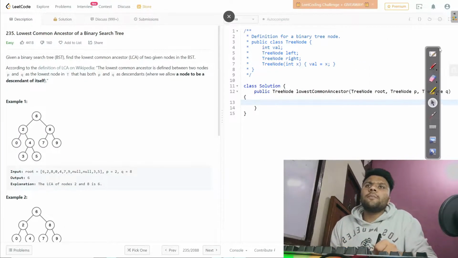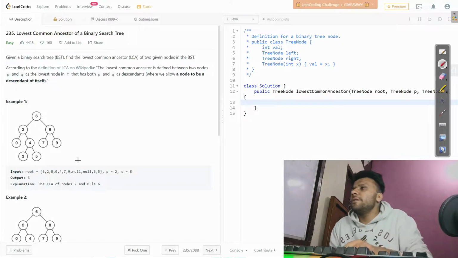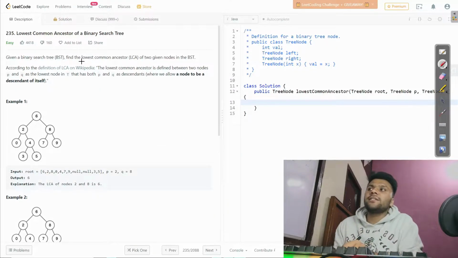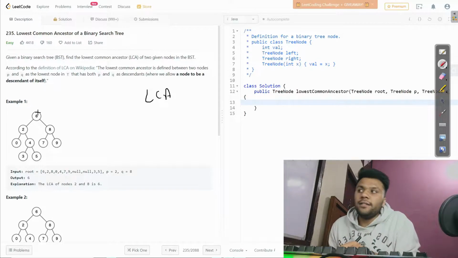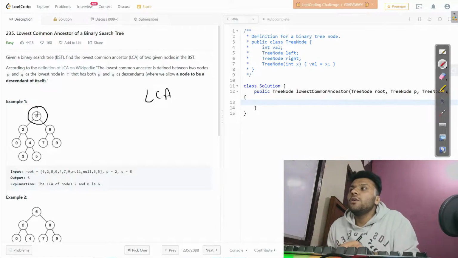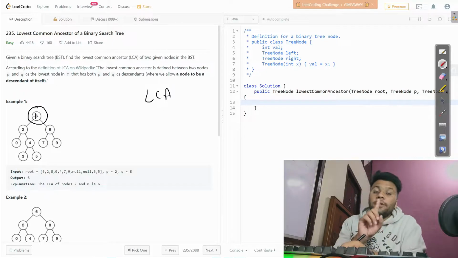The problem is quite simple. It's not too difficult to deal with. The question is, we are given a binary search tree and we have to find the lowest common ancestor of the given nodes in the BST. So what does it mean? What does the lowest common ancestor mean? Let us talk about this example over here. The LCA will be 6. I will explain how.